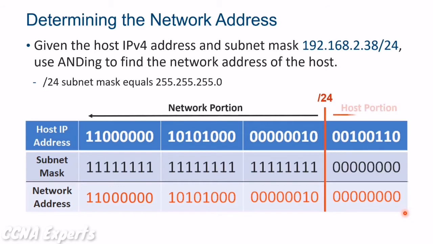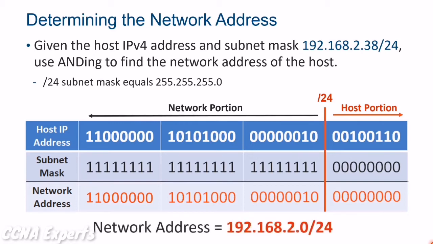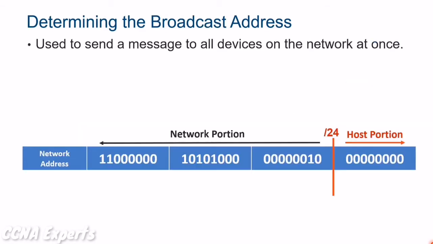Because we are using a /24 subnet mask, the first 3 octets represent the network portion and the last octet is the host portion. Network addresses will always have binary zeros in their entire host portion, however long it is. In this case, the last 8 bits. If we convert to dotted decimal, we can see that this host belongs to the network 192.168.2.0/24.